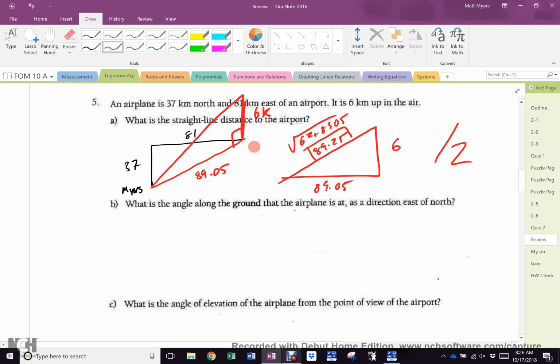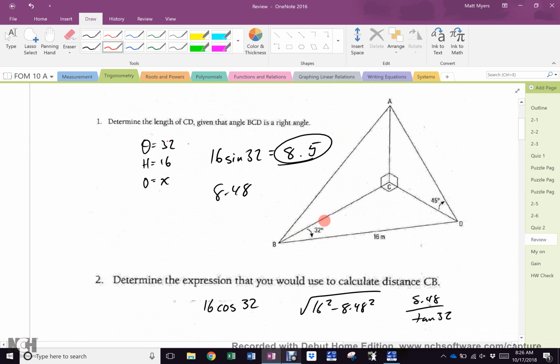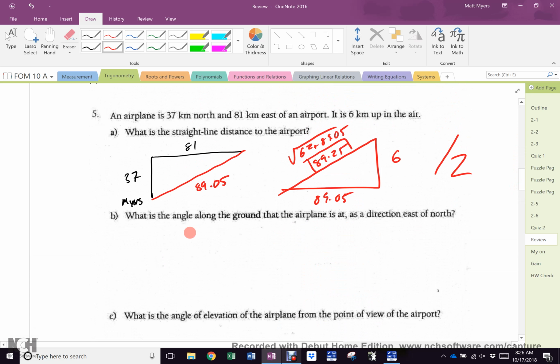Now, for those of you that did not understand it, please notice that it's just triangles. And please notice it's the same as this one, isn't it? Except this triangle is over here. What is the angle along the ground that the airplane is at? Along the ground. So which triangle has the angles on the ground, the black or the red? The black, right? So I need the angle where the airplane is at. So here's me, here's the plane. That's the angle I need, yeah?